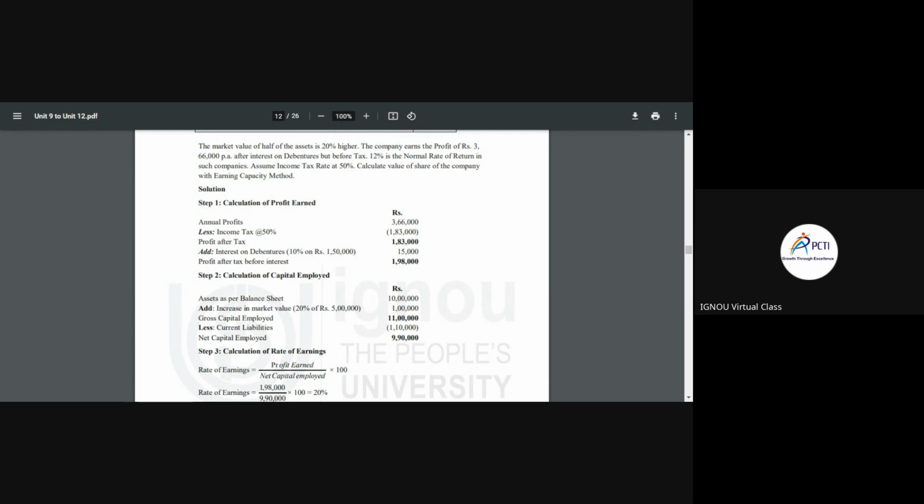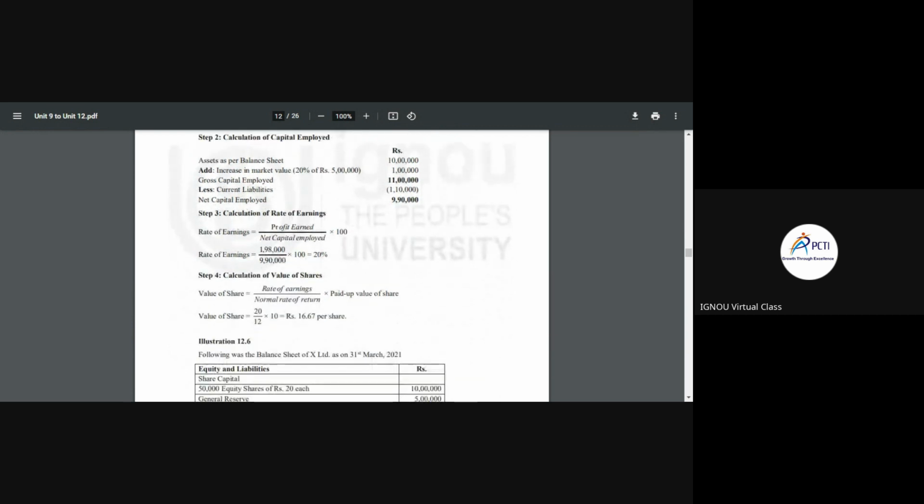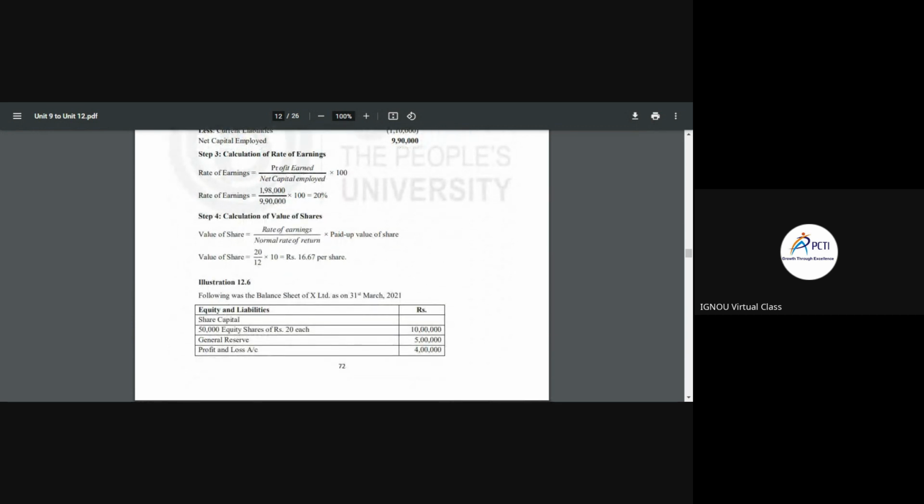Then we have step 3, rate of earning. Rate of earning is equal to profit earned divided by net capital employed multiplied by 100. So the profit earned is 1,98,000 and the net capital employed is 9,90,000, multiplied by 100, is equal to 20%.